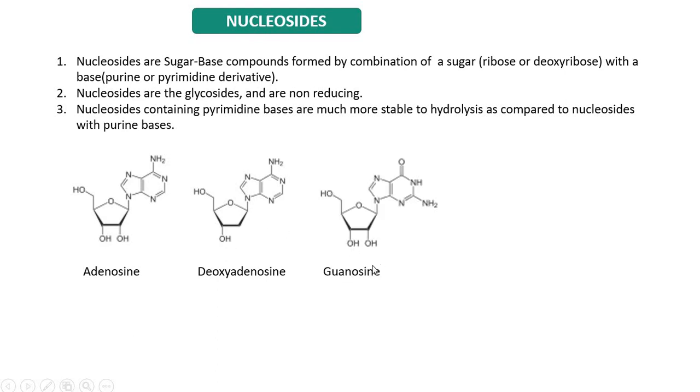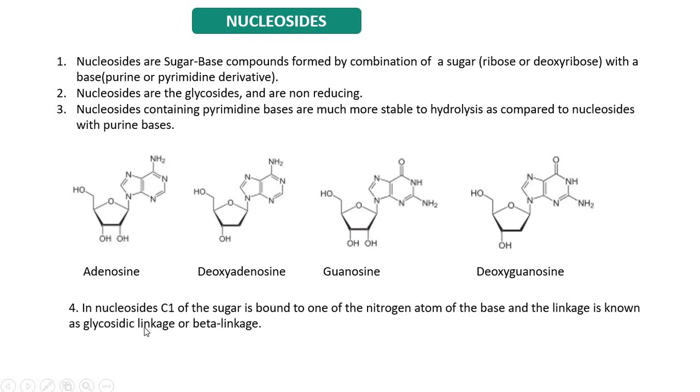Then the third example is guanosine. Remember, and the next example is deoxyguanosine. Here also the difference is only in the sugar component; the base is the same. So an important thing to remember is that in a nucleoside, the C1 of the sugar is bound to one of the nitrogen atoms of the base, and the linkage is known as a glycosidic linkage or beta linkage. This is a very important point you have to remember, that in a nucleoside there is a glycosidic linkage.